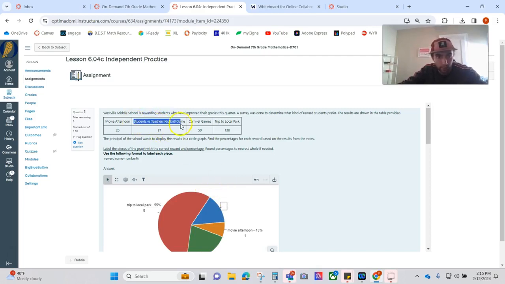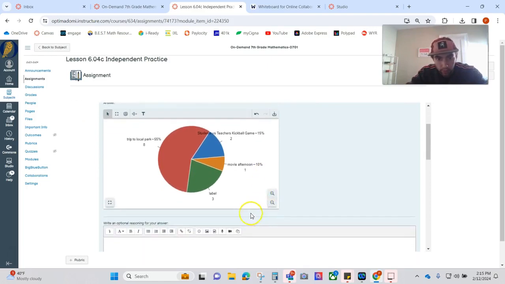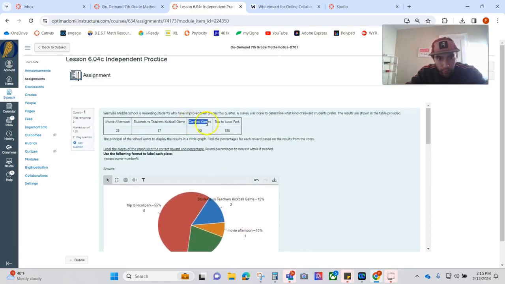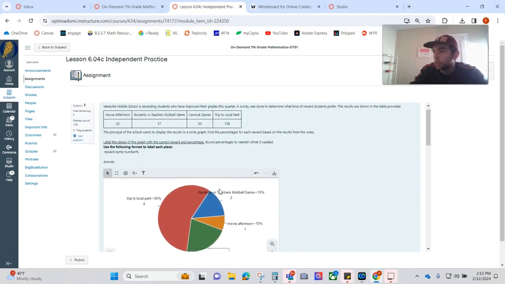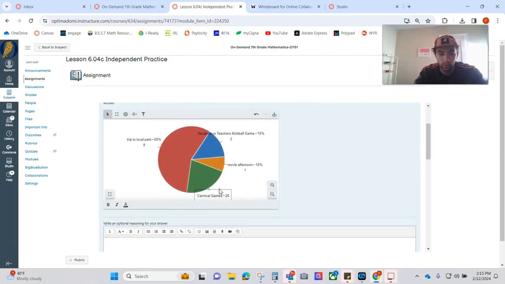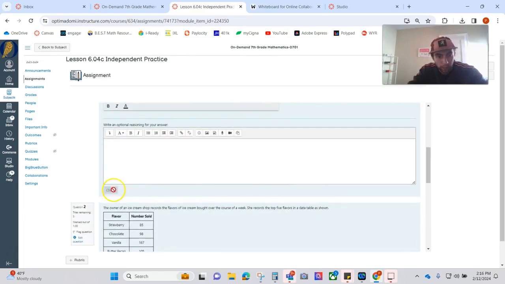So let's see. Can I just copy and paste? Hey, I can. Oh, wonderful. Game changer. 15, no spaces around the hyphen, percent. And copy and paste carnival games, hyphen. That was 20%. All right, let's see.